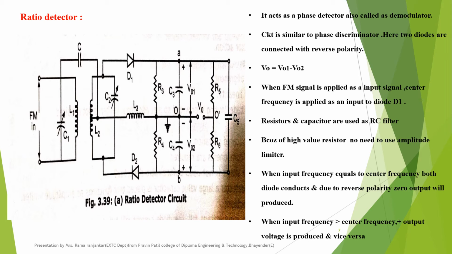When the input frequency equals the center frequency, both diodes conduct, and due to reverse polarity, zero output will be produced. When the input frequency is greater than the center frequency, positive voltage is produced, and vice versa. Vice versa means if the input frequency is less than the center frequency, then a negative output voltage is produced.